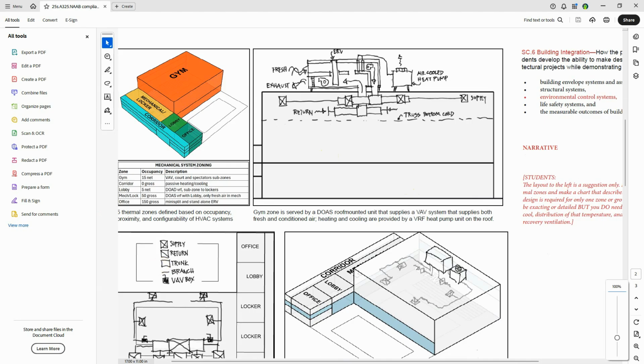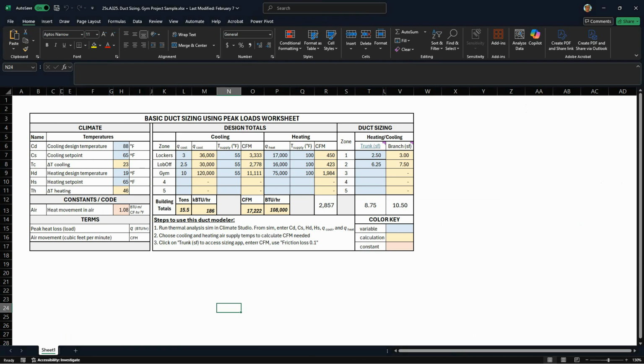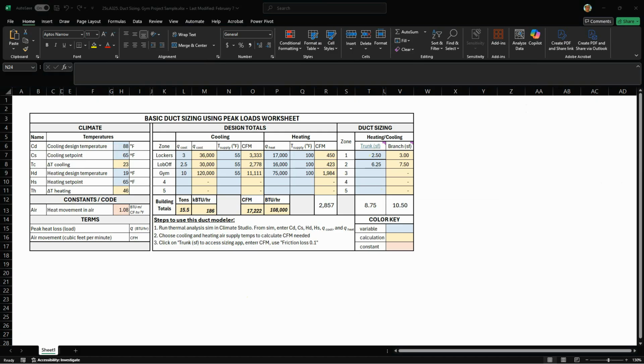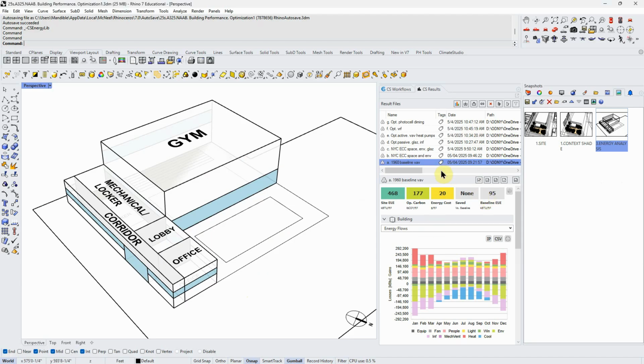We did in my section, and I'm not sure where else it was done. We did go further, and we used this little spreadsheet to create actual trunk and branch sizing. And the way we did that was using the thermal analysis simulations for what. Let's say we were okay.